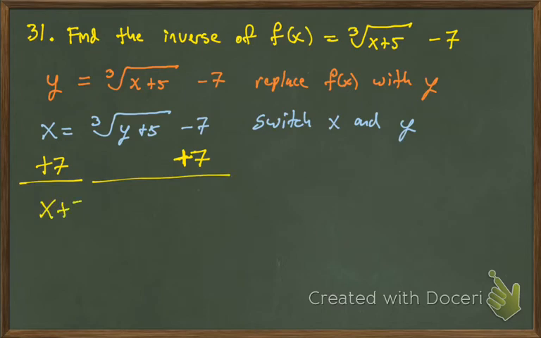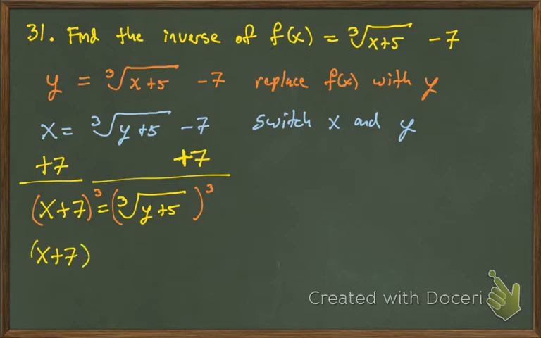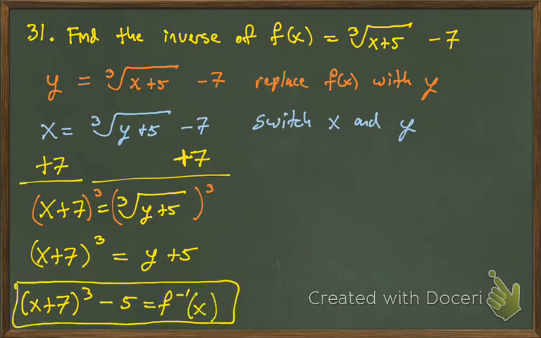So we have x plus 7 is equal to the cube root of y plus 5. And then to undo that cube root, we're going to do the third power of both sides. So we have x plus 7 quantity cubed equals y plus 5. We'll go ahead and subtract 5 from both sides and replace y with f inverse of x, okay? So the last steps we did is we solve for y and then replace y with f inverse of x.